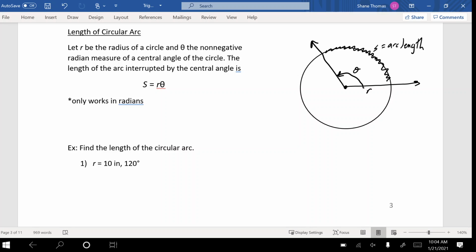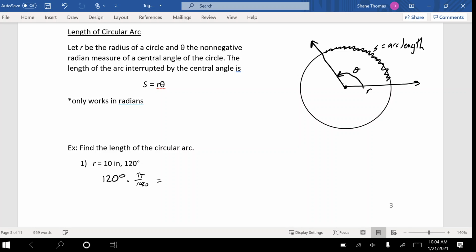Okay. All right. So then for an example here, we want to find the arc length for a segment that's 120 degrees of the circle with a radius of 10 inches. Now, the thing above says it only works for radians, right? So what do you want to do with 120 degrees first? Change it to radians. So 120 degrees, what do we have to multiply by to get from degrees to radians? Pi over 180, correct.